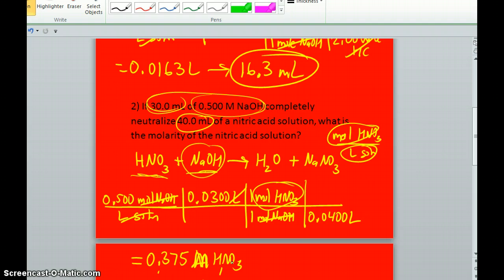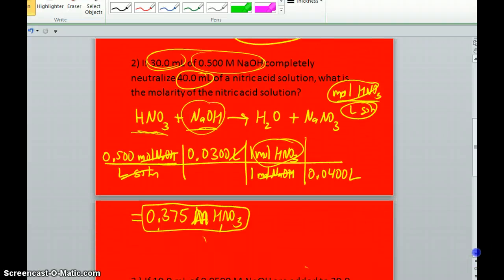So yes, this solution of nitric acid was less concentrated than the sodium hydroxide. That's why with a 1-to-1 ratio we needed more of it to neutralize a smaller volume of the more concentrated sodium hydroxide. So yes, we have a 0.375 molar solution here.